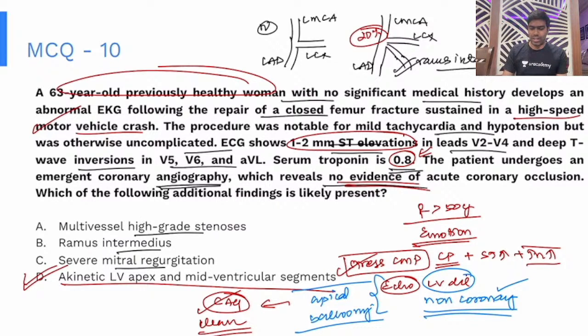So that again is just to confuse you, nothing more than that. So it's not a right answer. So ramus intermedius is a normal anatomical variant. It's nothing but a trifurcation of the left main coronary artery rather than normal bifurcations. The right answer for this question though is going to be option D.